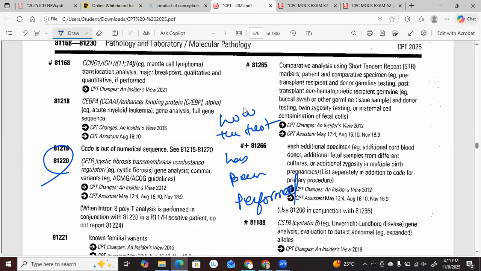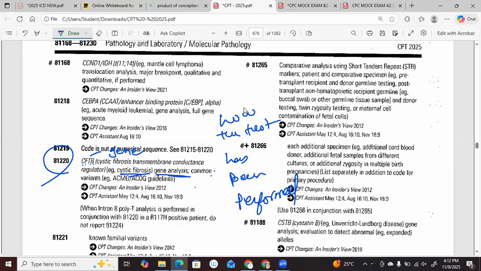So for CFTR, here CFTR means cystic fibrosis transmembrane conductance regulator. So it's a gene analysis where CFTR is the name of the gene. And the condition from this gene is cystic fibrosis. This is an example of the condition. And what we are doing here is gene analysis.